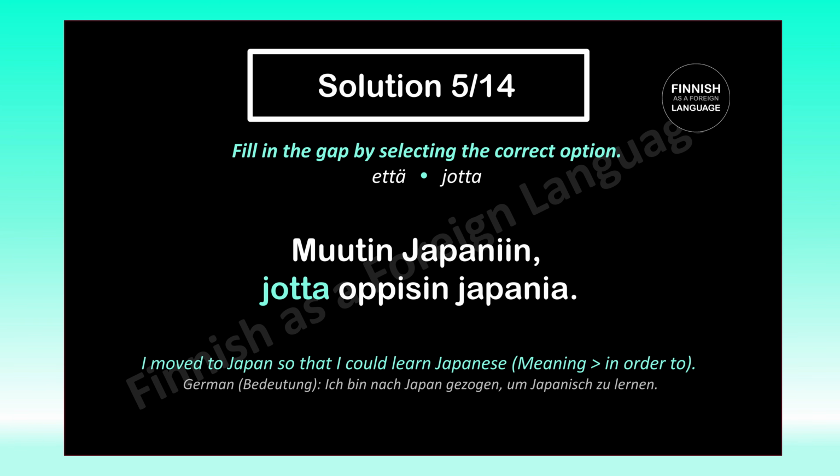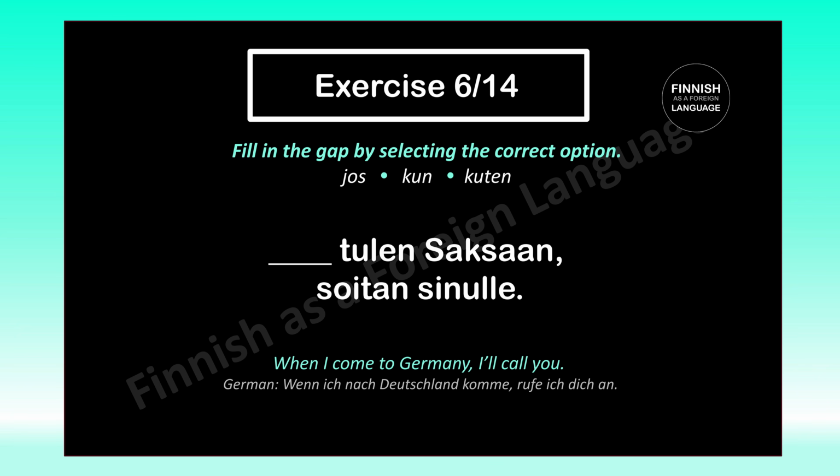Muutin Japaniin, jotta oppisin japania. I moved to Japan so that I could learn Japanese. Next one. Fill in the gap. We want to say, when I come to Germany, I'll call you. Tulen Saksaan, soitan sinulle. Do we need here jos, kun or kuten? That's right, the answer is kun. Kun tulen Saksaan, soitan sinulle. When I come to Germany, I'll call you.